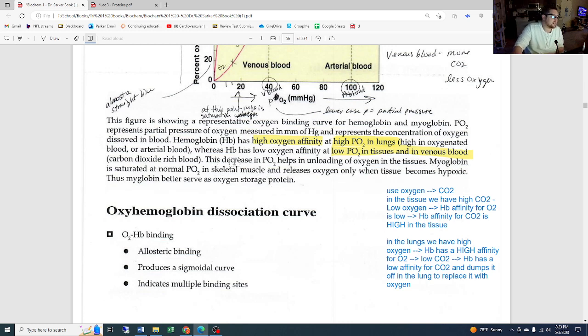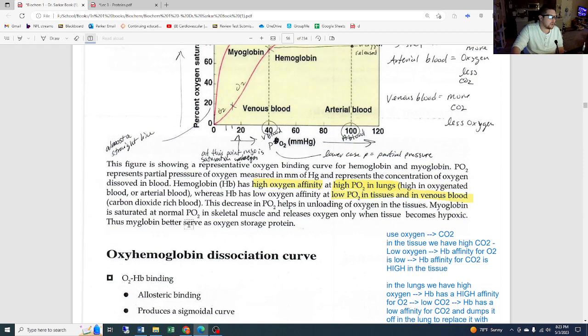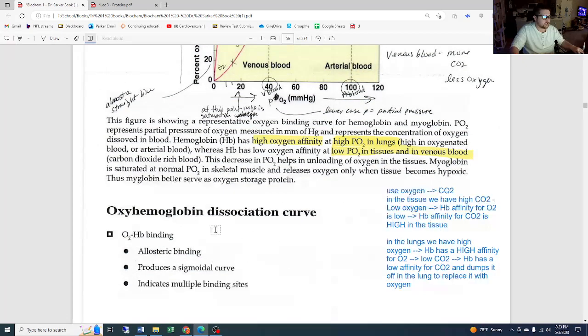This decrease in partial pressure of oxygen helps in unloading of oxygen in the tissue. Myoglobin is saturated at normal partial pressure of oxygen in the skeletal muscle, and releases oxygen only when the tissue becomes hypoxic, meaning that it needs oxygen. Thus, myoglobin better serves as an oxygen storage protein.